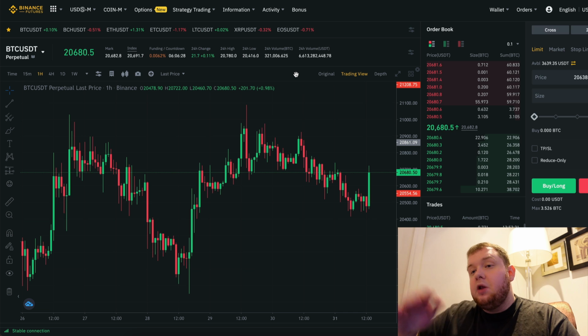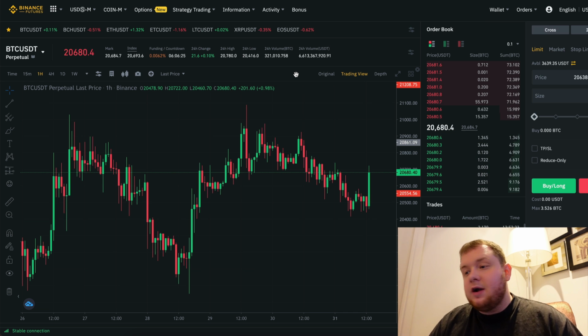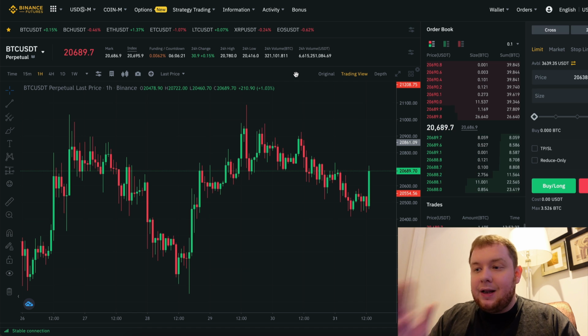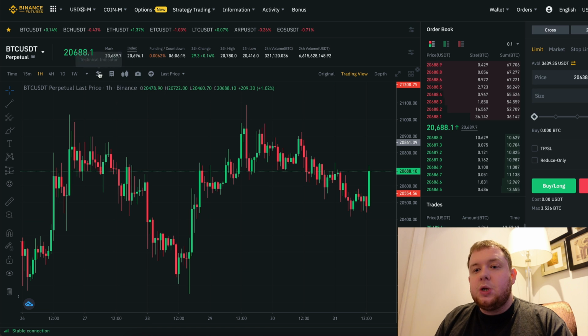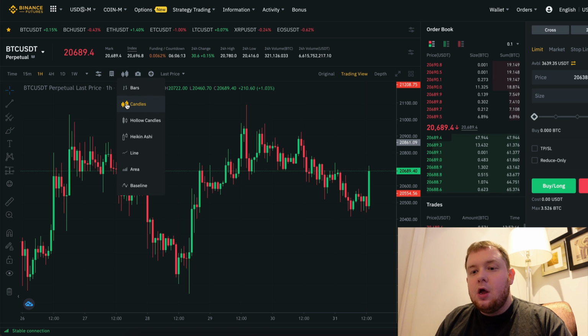Now you can use TradingView on a separate tab. That is perfectly fine as well, but for the purpose of this Binance futures video, I'm going to be using the built-in TradingView integration which they have on their website. So there's a couple things we need to do. First of all, we need to change the candles to Heikin-Ashi. So we just come over to this section here and click Heikin-Ashi.